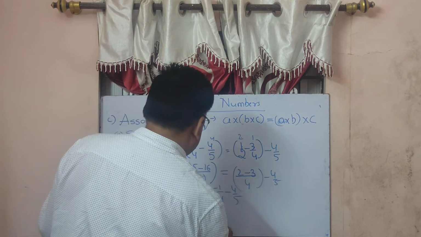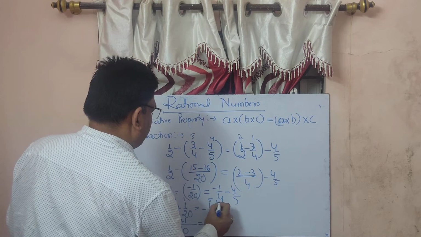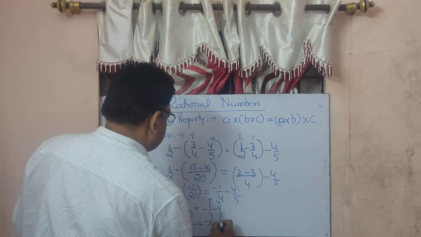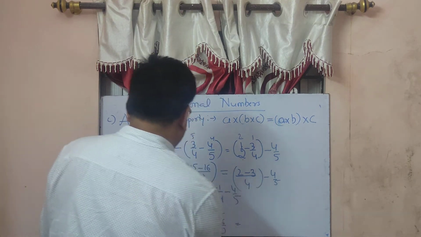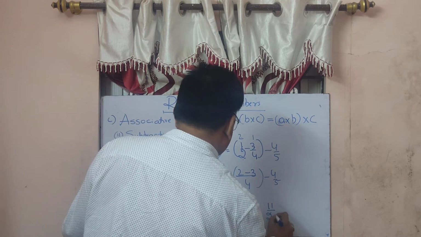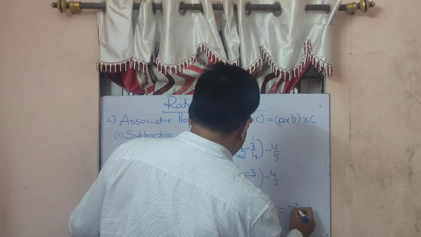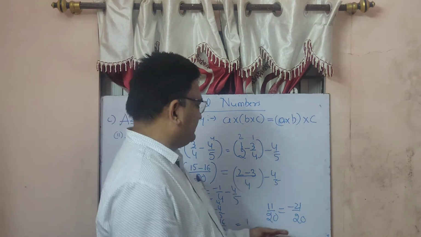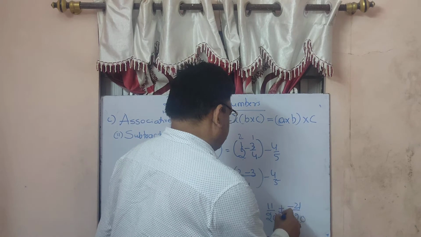Now what is the LCM here? Again 20 it is. Very correct. 4 5s are 20, 5 4s are 20, 1 5 is 5, minus 4 4s are 16. So now 10 plus 1 is 11, 11 upon 20, and here it is minus 5 minus 16 is minus 21 upon 20. So by looking at these numbers, you can easily say the LHS is not equal to RHS.